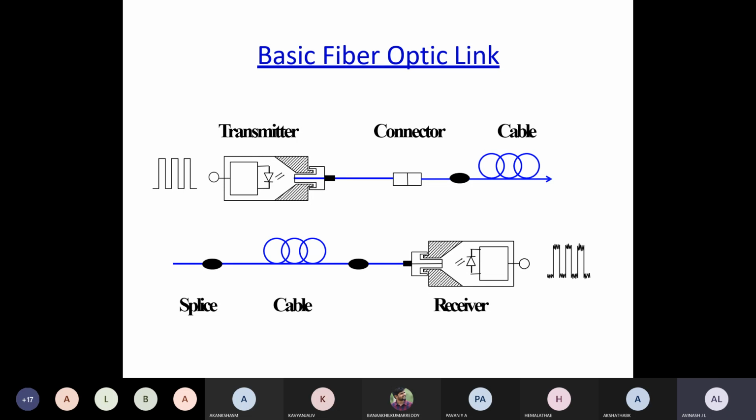Now the signal, what do you call that? A rectangular wave, a pulse, we have taken at the input side. That particular signal is sent to the transmitter. In the transmitter part, you can see that an electrical to optical conversion is happening. There is a block.